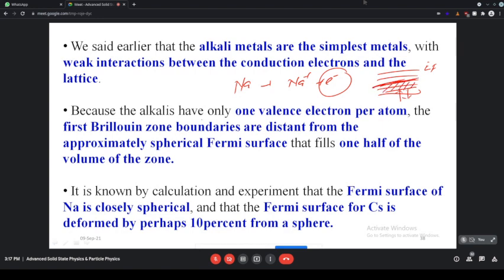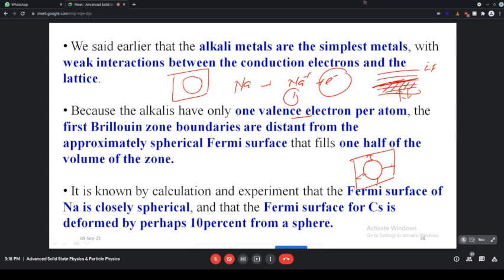It means if you consider the first Brillouin zone and the number of valence electrons is only one, and you draw the Fermi surface, that will completely lie within the first Brillouin zone. If you consider one valence electron per atom, then that Fermi surface will lie between the boundaries of the first Brillouin zone. Suppose this is the Brillouin zone and this is the Fermi surface, there is a large distance between the Fermi surface and the zone boundary, and then we can say that there will be no distortion.